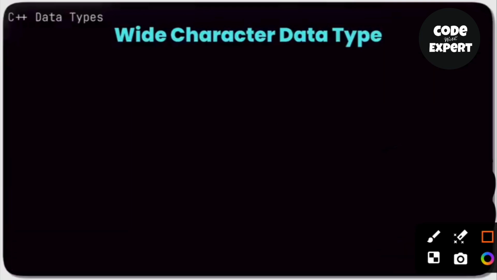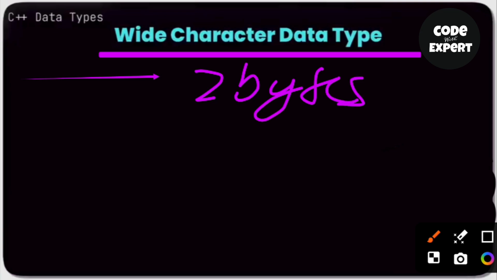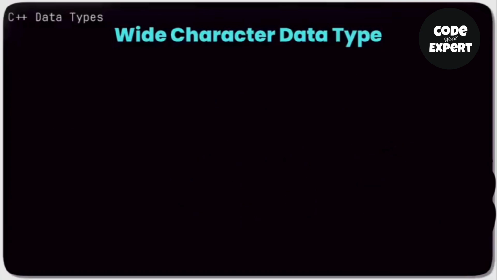Now again back to our wide character data type. It is of 2 bytes. It is again the same as the character data type. Here we can use as many characters as we want. It's not anything special.